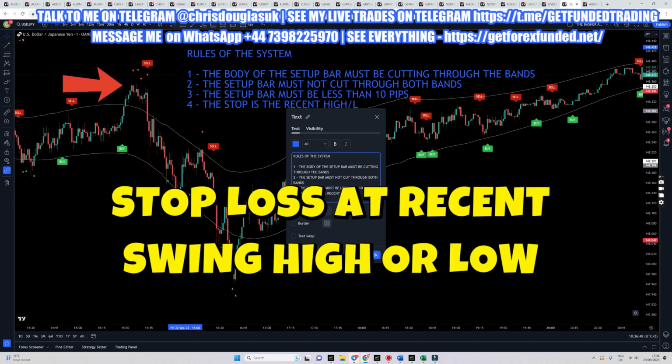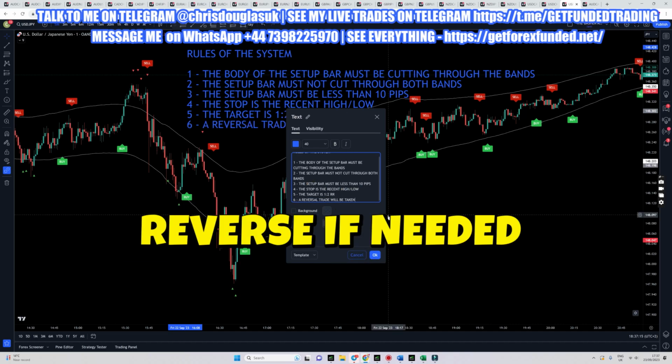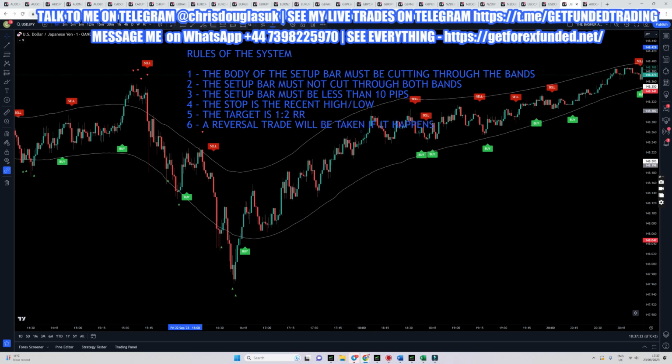The stop loss should be placed at the recent swing high or swing low. The target is a 1 to 2 risk reward. A reversal trade would be taken, so if you were in a sell and you've got a valid buy trade, then you would reverse and close out the sell trade.